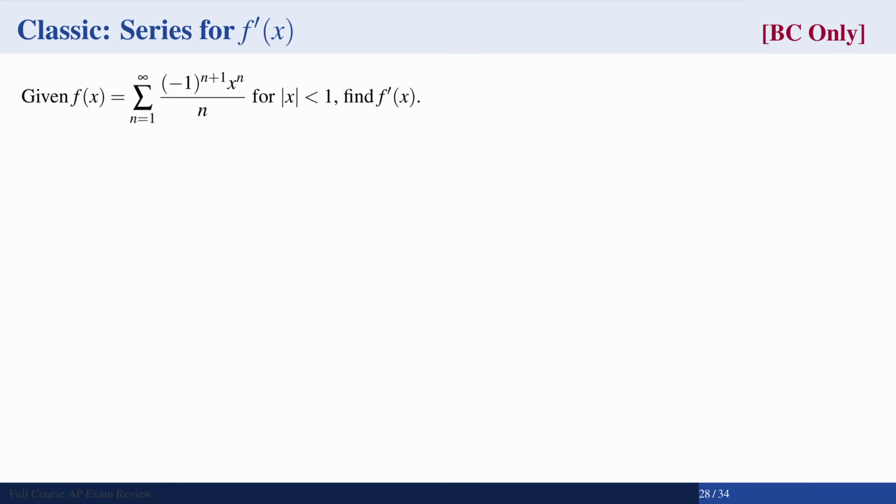Another really common question that you're going to be asked is to find a series for f prime. So that may be given in summation to begin with, or it may be given term by term. My recommendation is to just work on it term by term no matter what. So if we have the sum from 1 to infinity of -1 to the n plus 1 times x to the n over n, we want to find f prime.